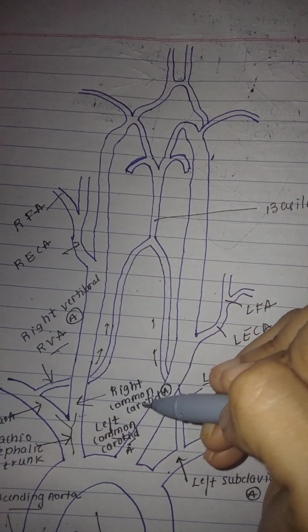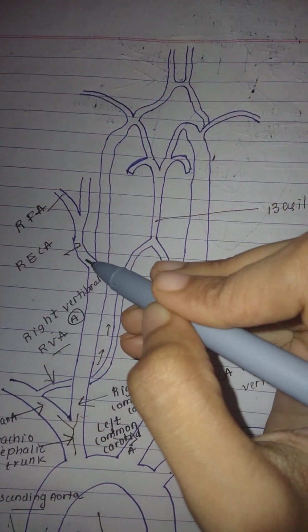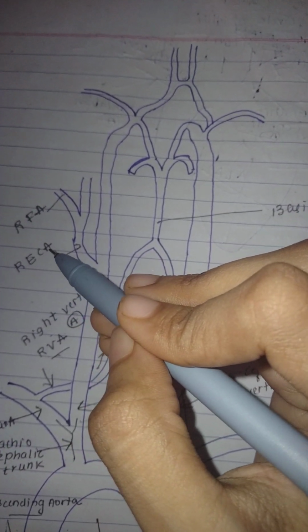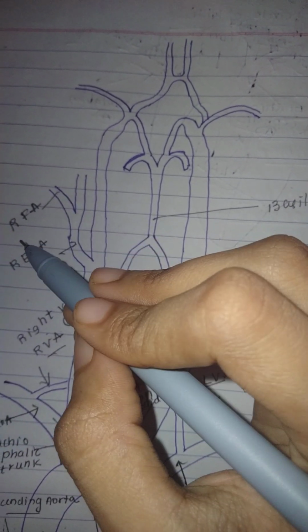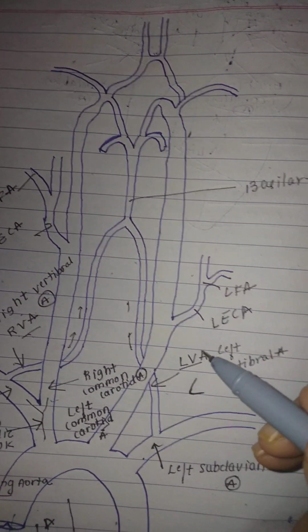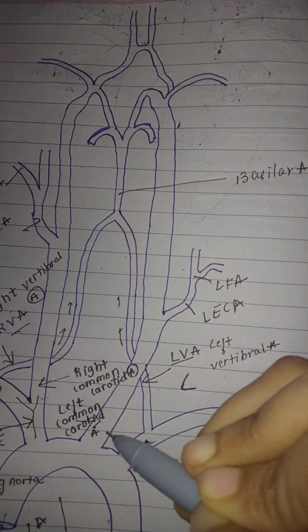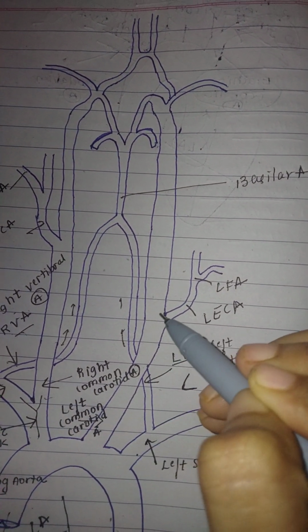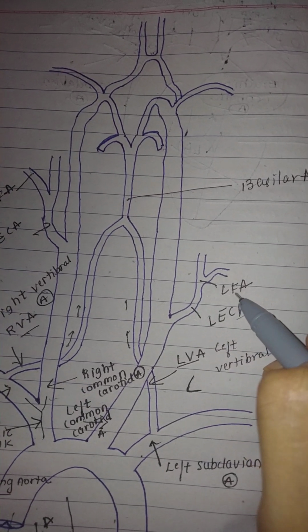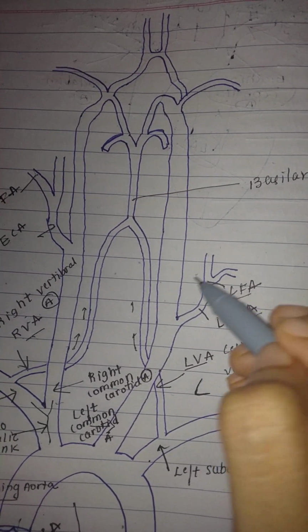The right common carotid artery is going to form one more branch called the right external carotid artery, and one more, that is the right facial artery. In the same way, on the left side, the left common carotid artery is going to branch and form the left external carotid artery, and here the left facial artery.